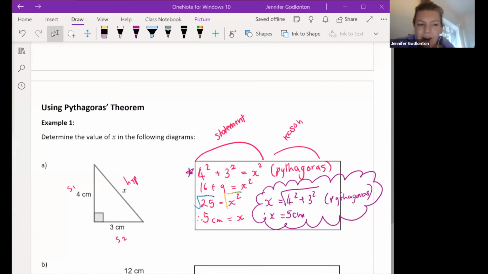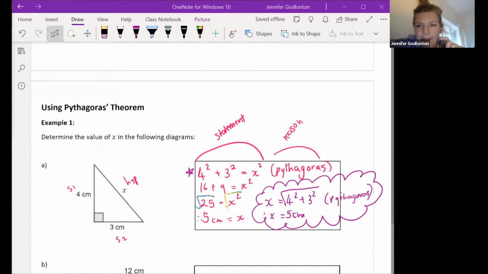Okay. Piwe, how can I help? Hello, ma'am. So at school, we were taught that instead of writing the 4 squared plus 3 squared is equal to x, we write it as x squared is equal to 4 squared plus 3 squared. Totally fine. 100%. Okay, thank you, ma'am. They can be written however you like, as long as the hypotenuse is on the one side, then you're fine.